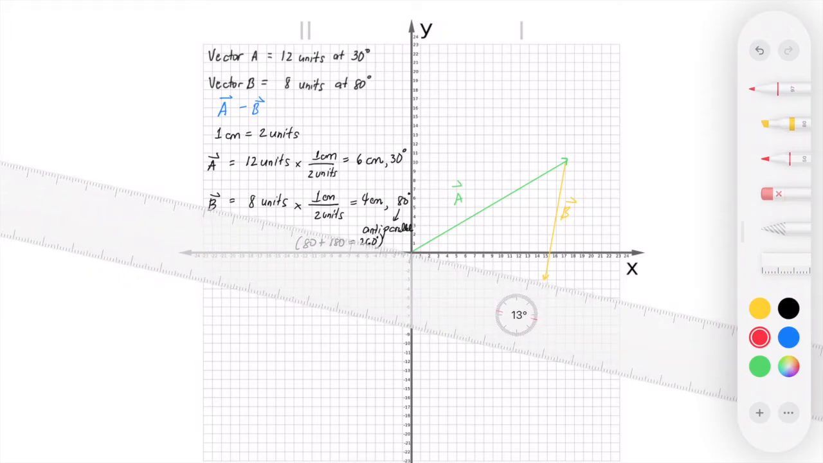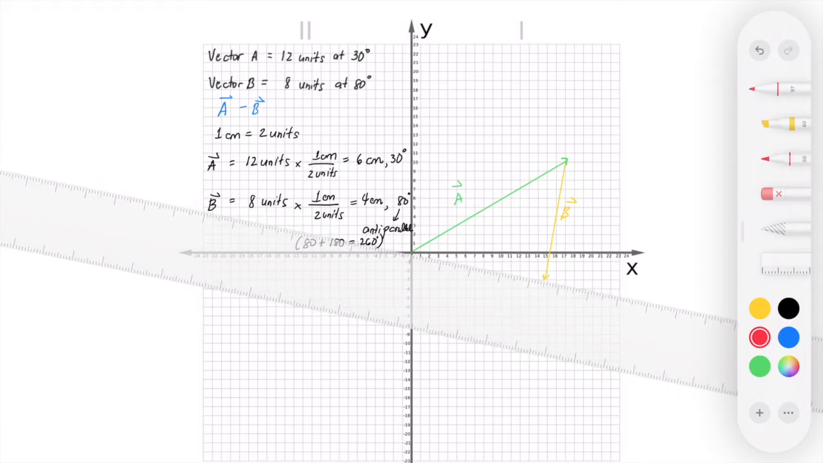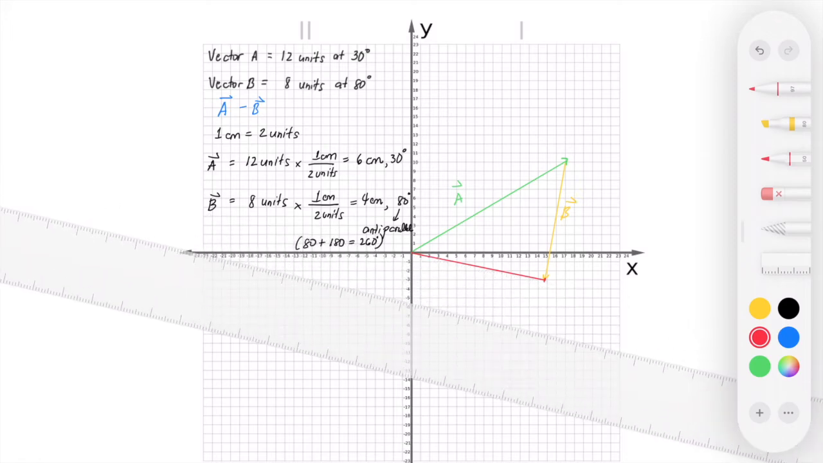Okay, there you have. So if we're going to count it, that's around 1, 2, 3, 4, and 0.5. So this is my resultant vector. That would be around 4.5 centimeter.